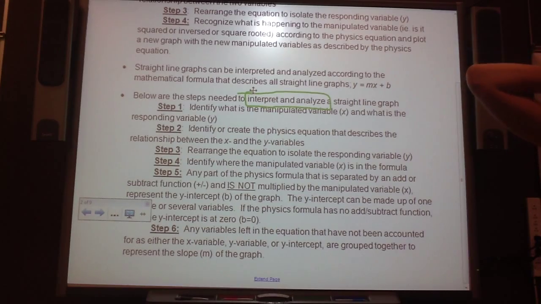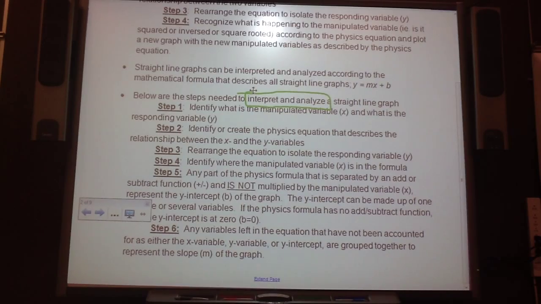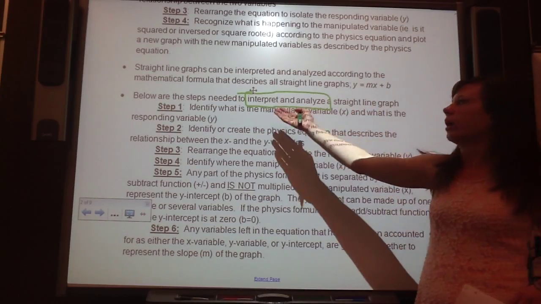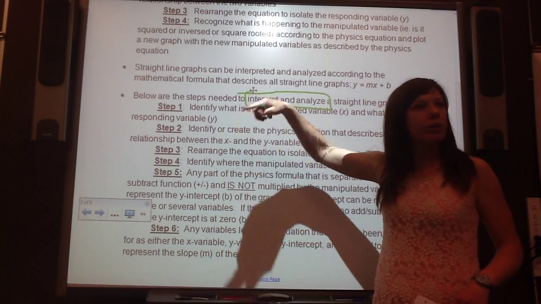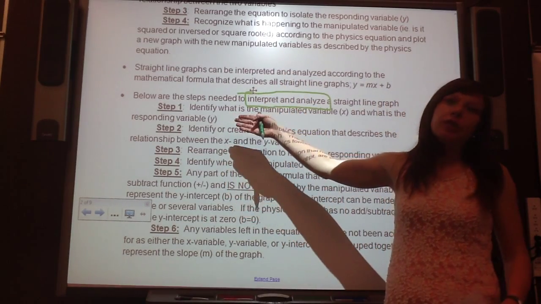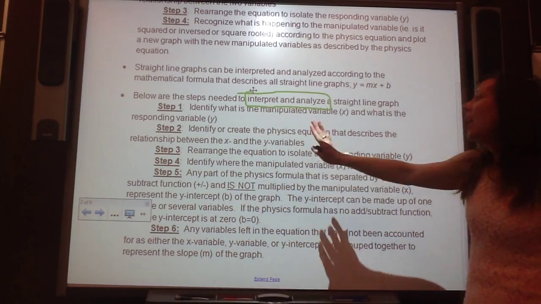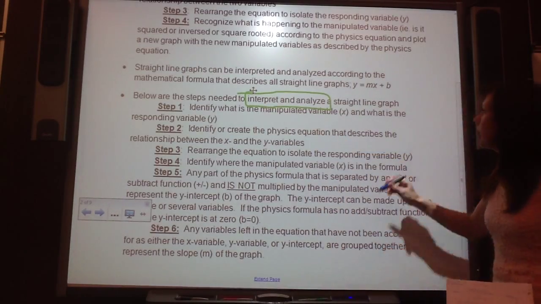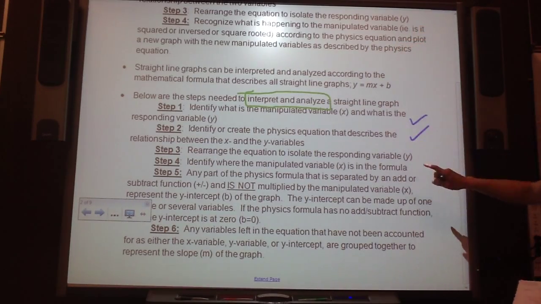Okay, so what we're going to do is you try and take your physics equation. So identify what is the manipulated x and what is y. Okay, so that's the first thing. We've probably already done that by now, because if we've straightened it, we've already done that step. But if you didn't straighten it, like if it was already a straight line to start with, you start here. Okay. And then step 2, identify or create the physics equation that describes this. Okay? So we've already done these 2 steps if you've already straightened it. Okay? Step 3, rearrange the equation to isolate for y. Okay, already done that.